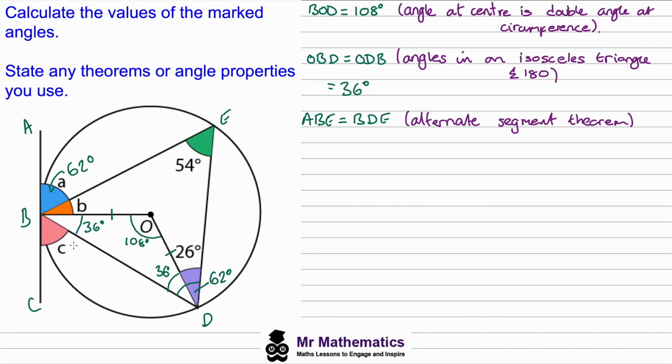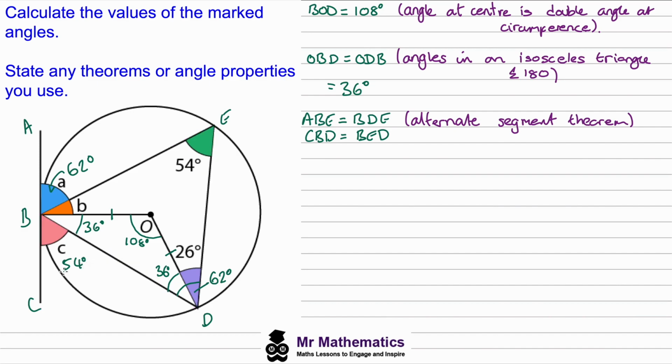And we can apply the same idea to work out angle C. Because can you see that this angle is in this segment and the 54 is in the alternate segment? So we'll state then that CBD is equal to BED, this angle here, for the same reason. And again, we'll label this as 54 degrees.